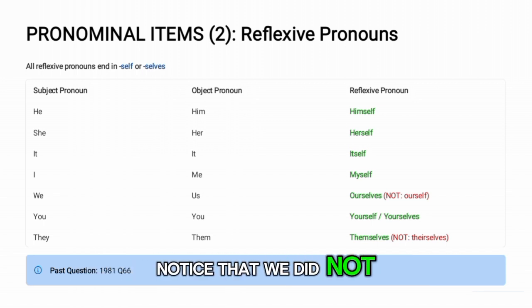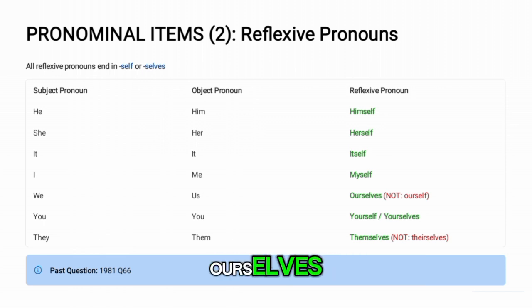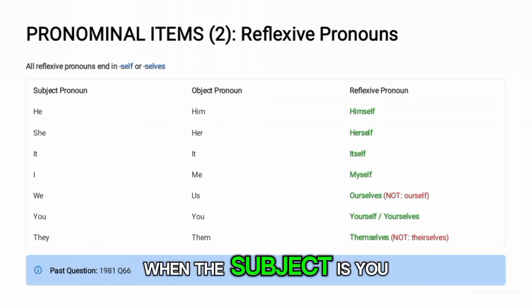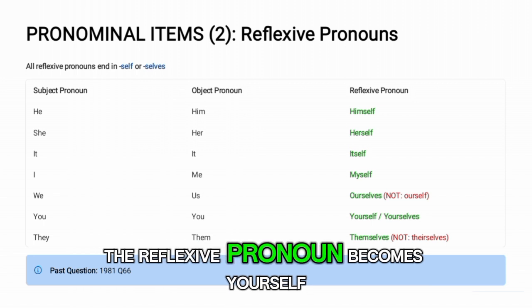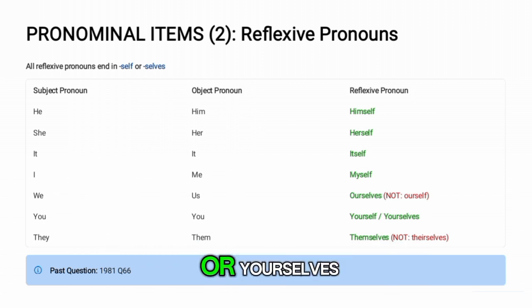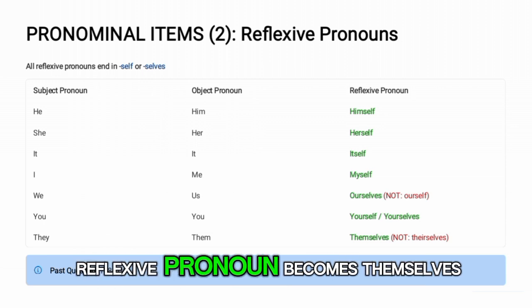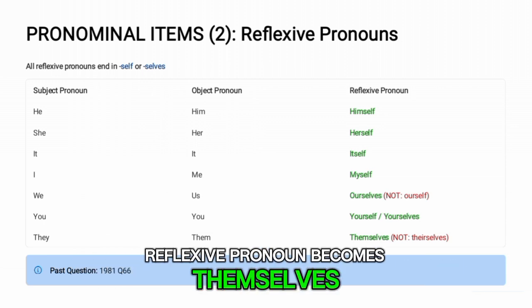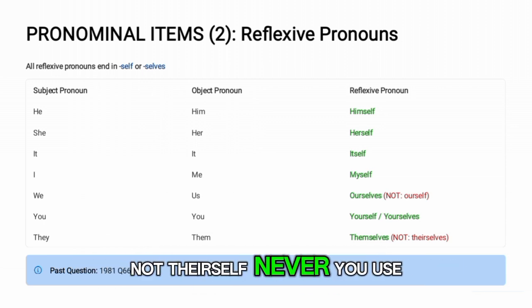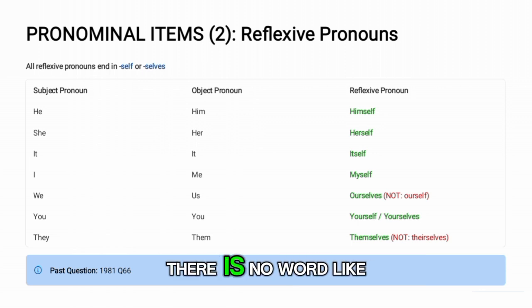Notice that we did not say ourself. We changed the F to VES: ourselves. When the subject is you, the reflexive pronoun becomes yourself or yourselves. When it is they, the reflexive pronoun becomes themselves, not theirself. Never use theirself. There is no word like theirselves.